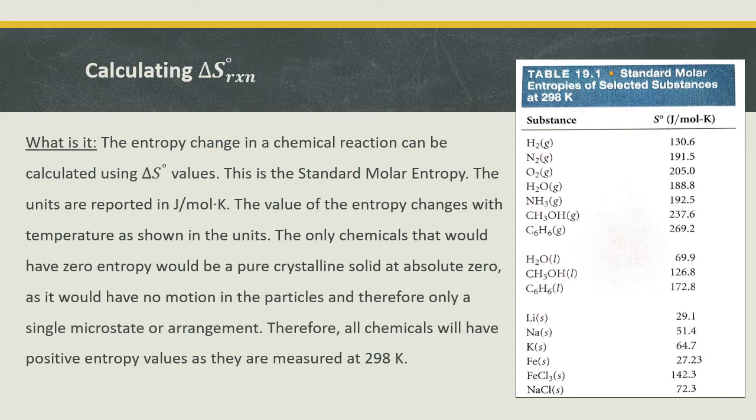So all chemicals will have a positive entropy, and they are measured at 298 Kelvin. So in this table to the right, you can see a lot of values there. They're all measured at 298 Kelvin as shown in the top of the table, and they're all positive. So as we increase temperature, we get more and more entropy, so the numbers would go up. So we had to measure in a standard way. We had to pick a temperature because temperature would change these values. So they said, okay, 298 Kelvin, which is 25 degrees Celsius, room temperature. So that's where all of these values come from.